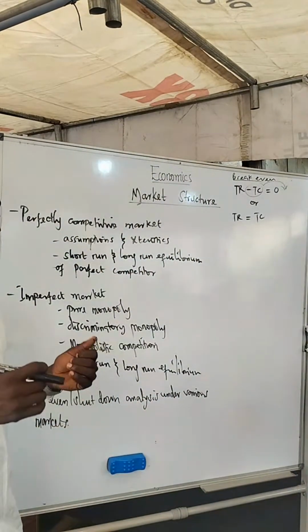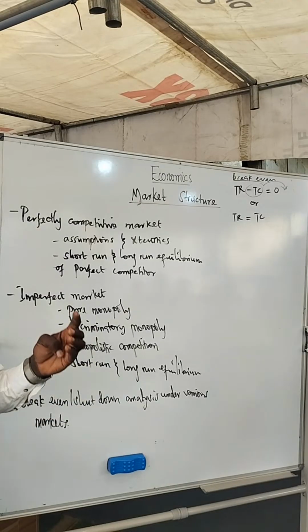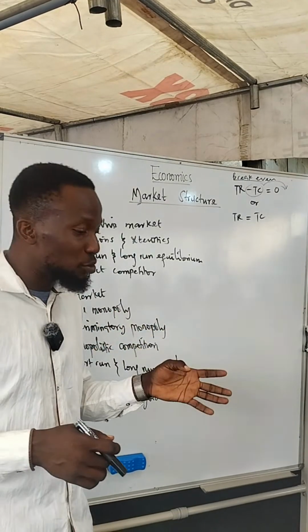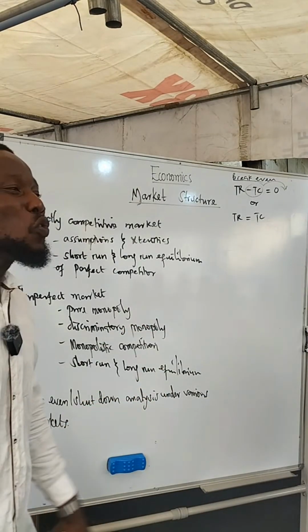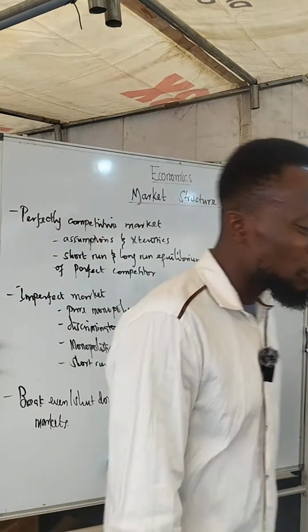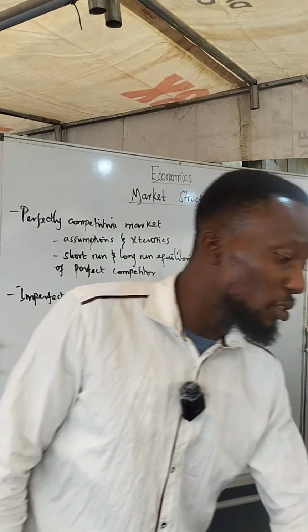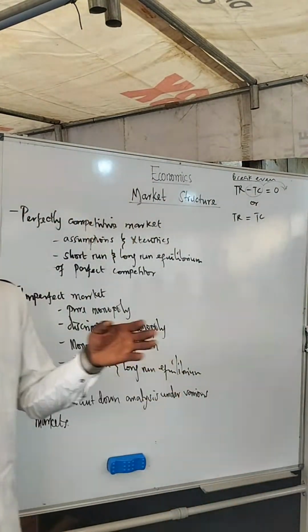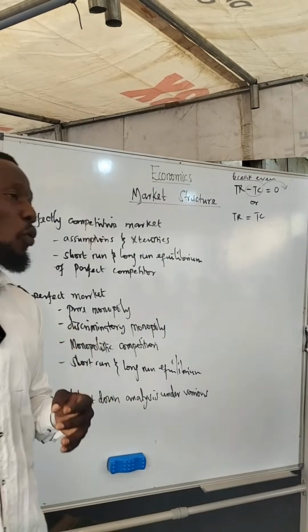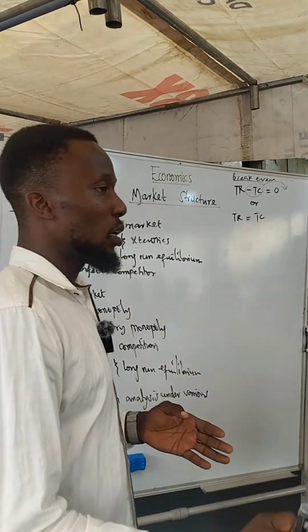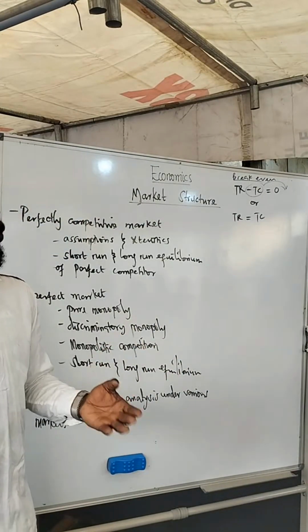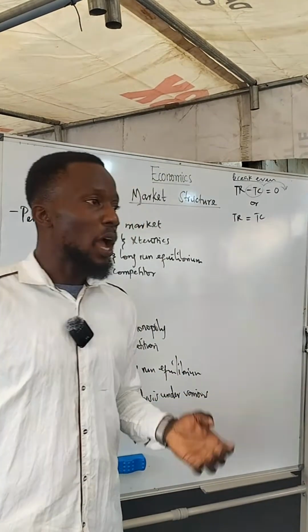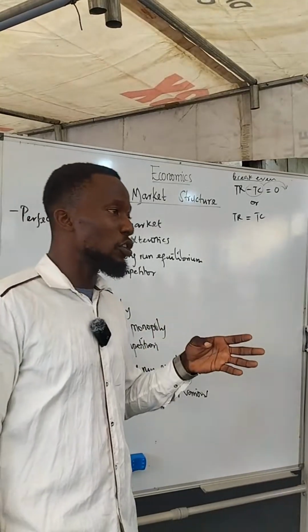Now, what does JAMB focus on? JAMB focuses on 4 main types of market structure. Don't look for any other thing. JAMB will not ask you any other question than these 4 main types of market structure. The first one is perfectly competitive market. The second one is pure monopoly. The next one is monopolistic competition. Finally, oligopoly.